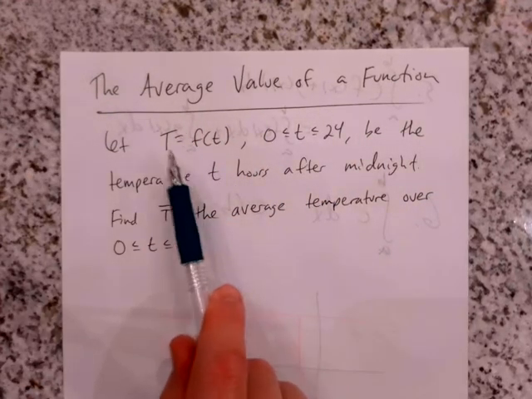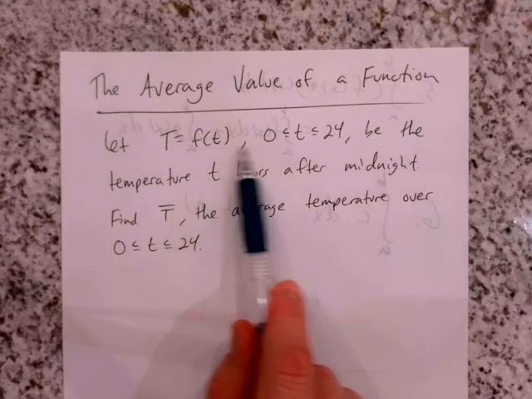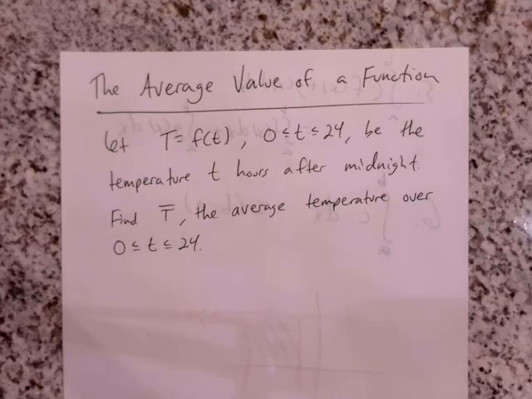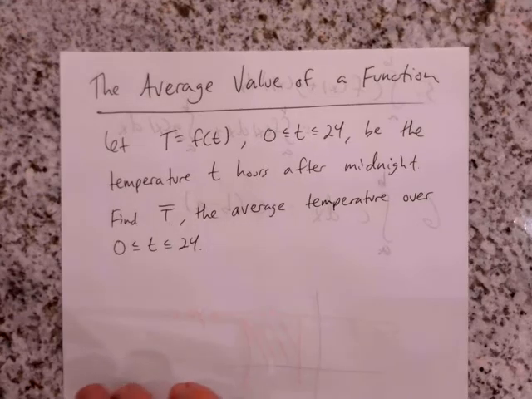So let some function f, which is a function of time t, defined from 0 to 24, be the temperature t hours after midnight. And what we want to find is T bar, the average temperature over the 24-hour period.